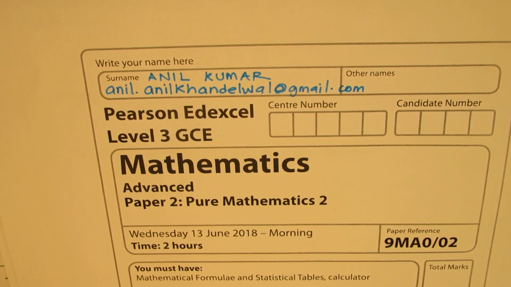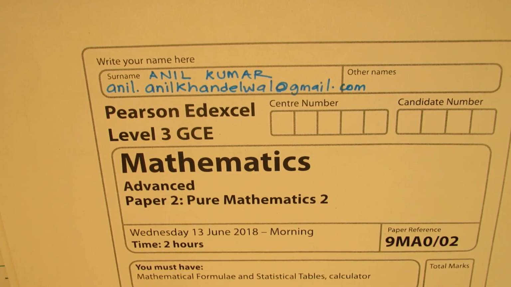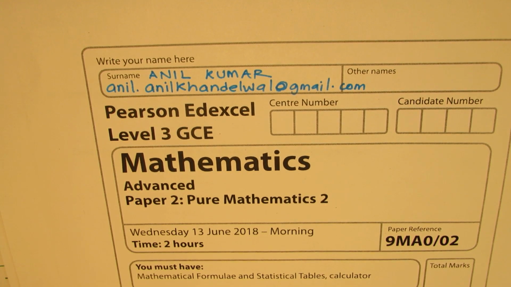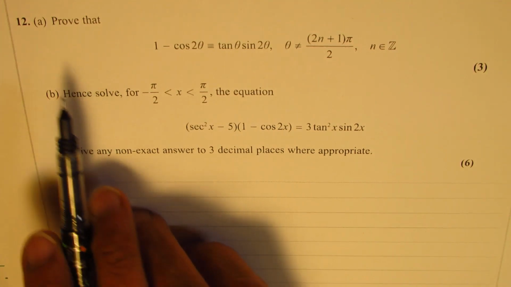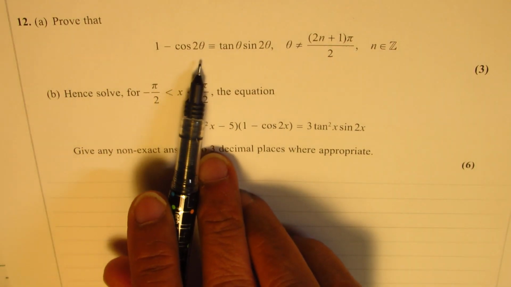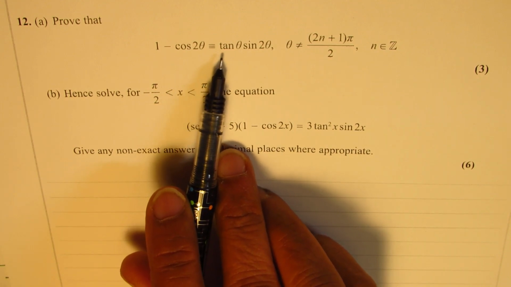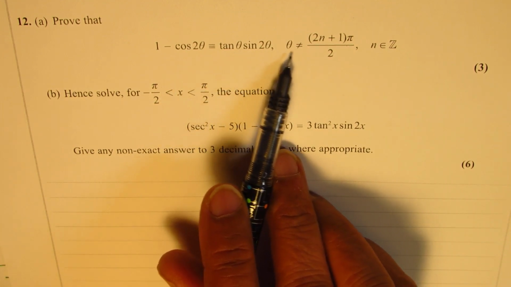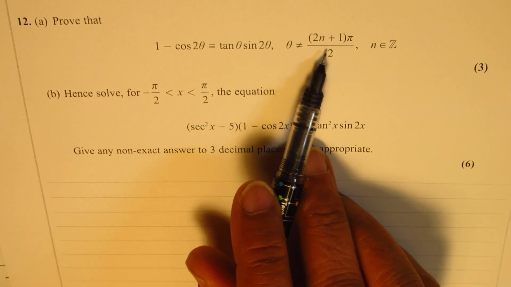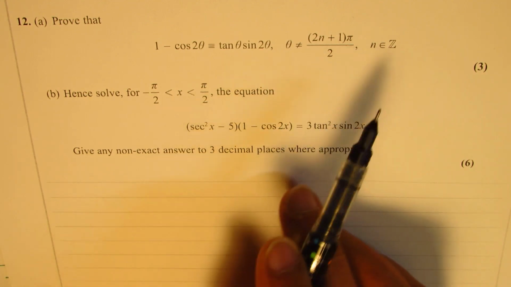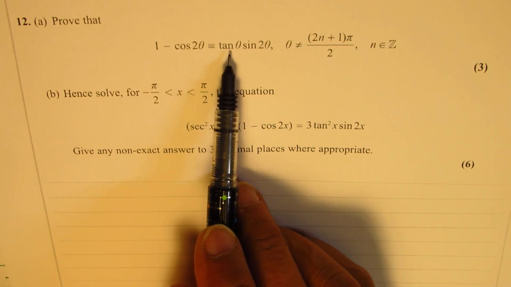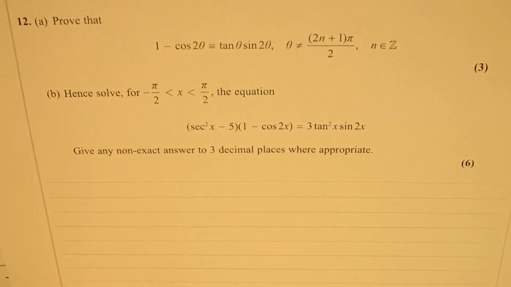Here is one from Cambridge International. It is Level 3 Advanced Mathematics, June 2018 test, question number 12. Prove that 1 minus cos 2 theta is equal to tan theta sine 2 theta, where theta is not equal to (2n plus 1) pi over 2 and n belongs to the set of integers. So this value will make tan theta undefined, so that is the restriction.